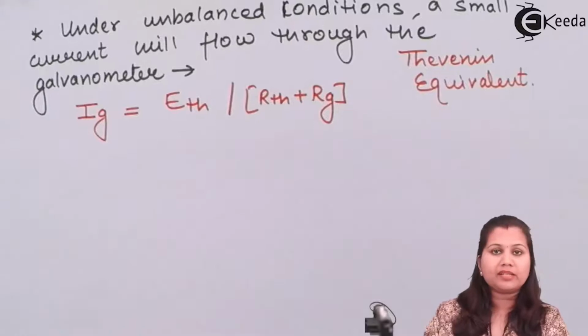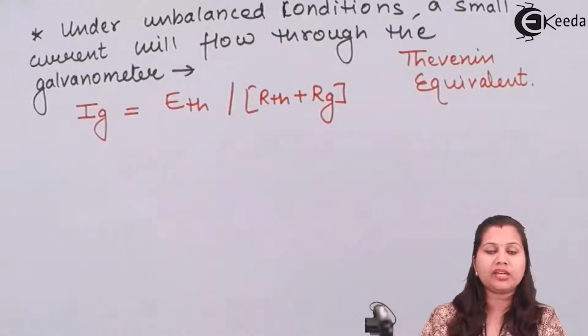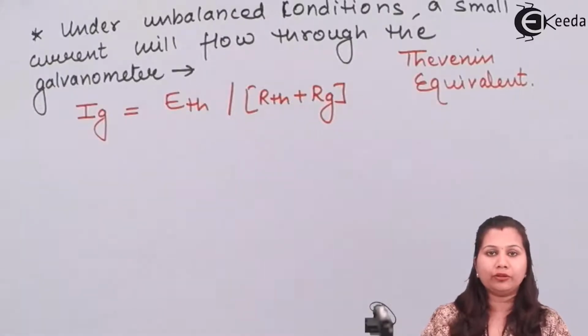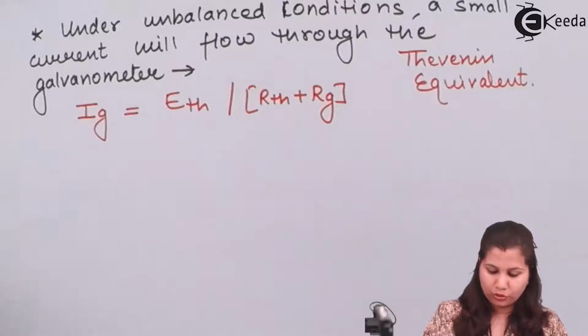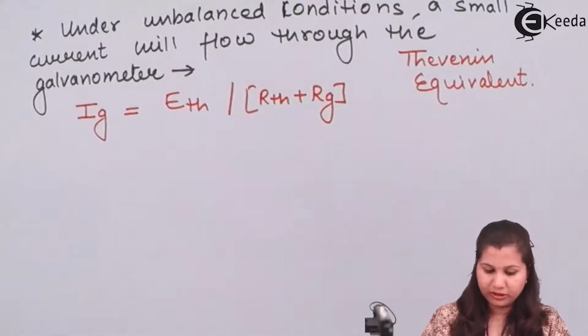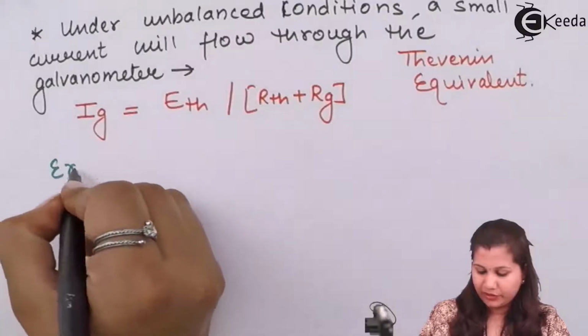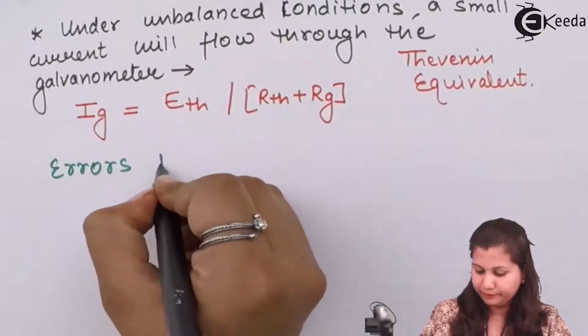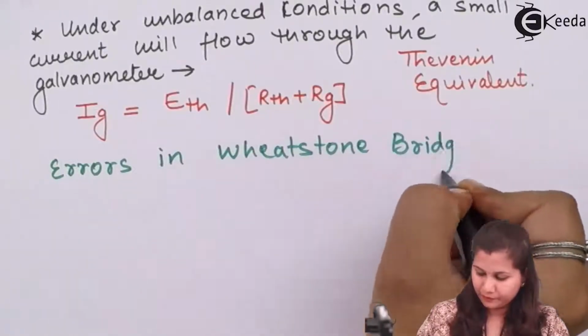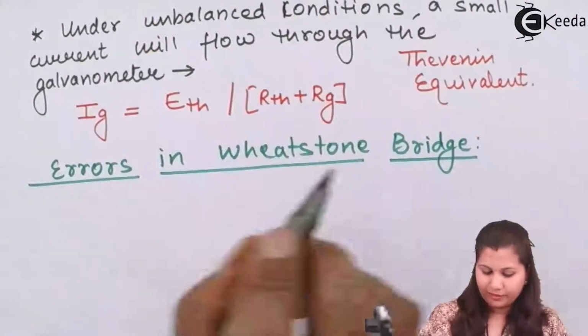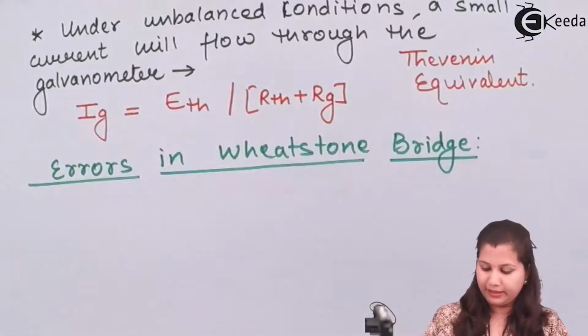Now, there are various types of factors due to which errors can occur in the Wheatstone Bridge. It means the value of the resistance which we are getting can be inaccurate if these factors affect the readings. So let us study what these errors in the Wheatstone Bridge are. The first error is the limiting error.